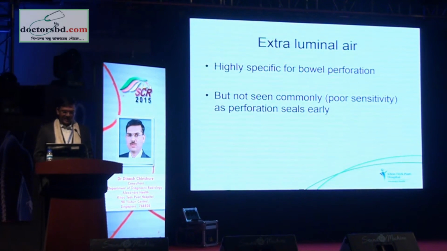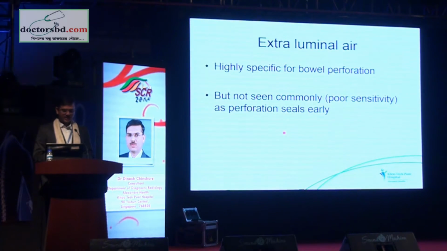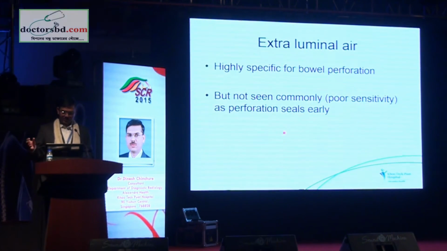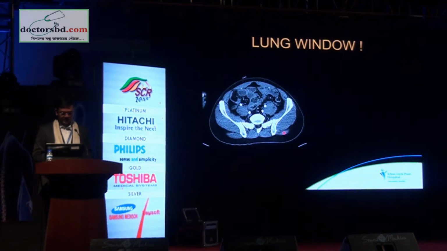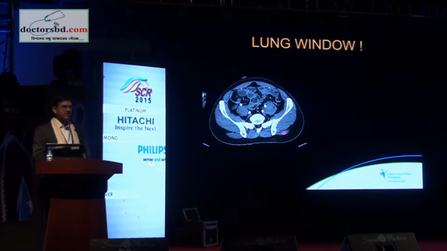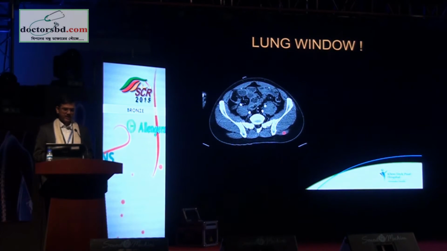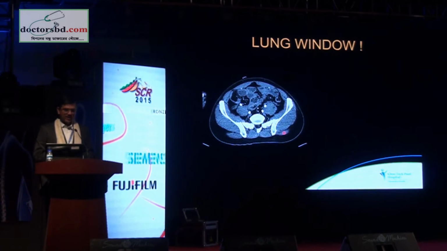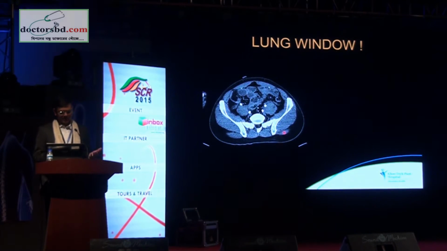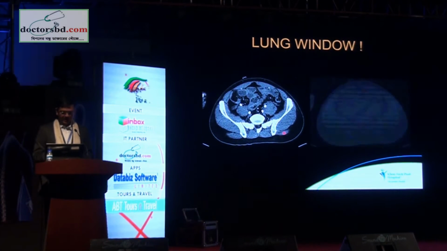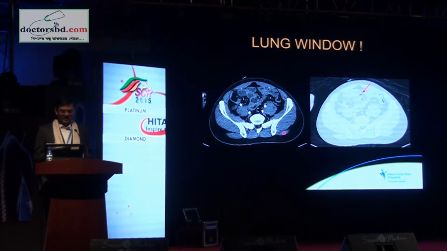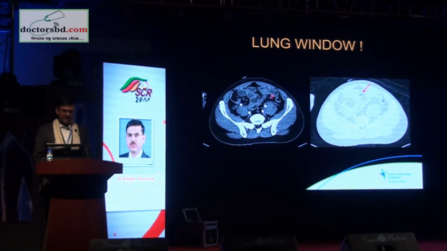Extraluminal air is again highly specific for bowel perforation, but not seen as commonly as in routine practice with perforation from, say, inflammatory causes, but when you see it, it's very important. One of the most important take-home messages for the residents especially is, when you see a trauma CT scan, or for that matter any acute abdominal CT scan, always look at the CT of the abdomen in lung windows, because it's very easy to miss a small amount of free air on the routine abdominal windows.